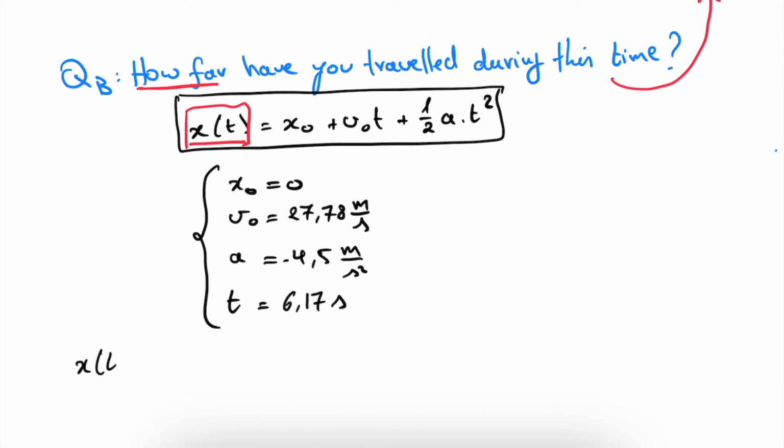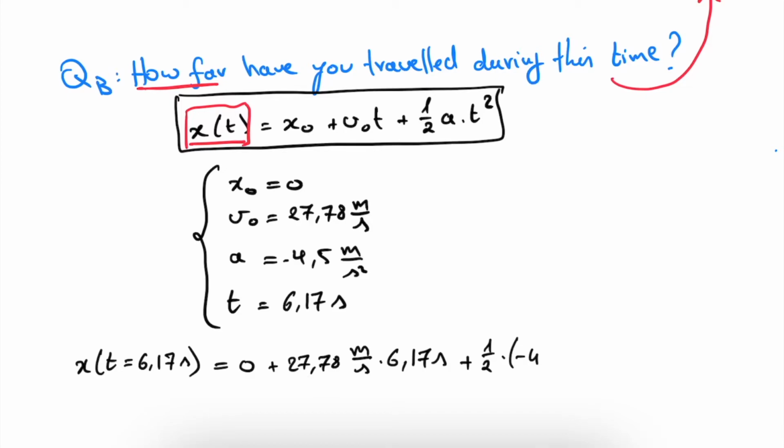So we get x(t), and t is 6.17 seconds, is equal to x0, which is 0, plus 27.78 meters per second times t, which is 6.17 seconds, plus 1/2 times a, the acceleration, which is minus 4.5 meters per second squared, times, and now we have to square, 6.17 seconds squared. And let's see how the units now check out. Here we have second and second, which can be cancelled. Here we have a second squared, and here we also have a second squared, because this second gets squared. And we are left with meter and meter, so the units check out.